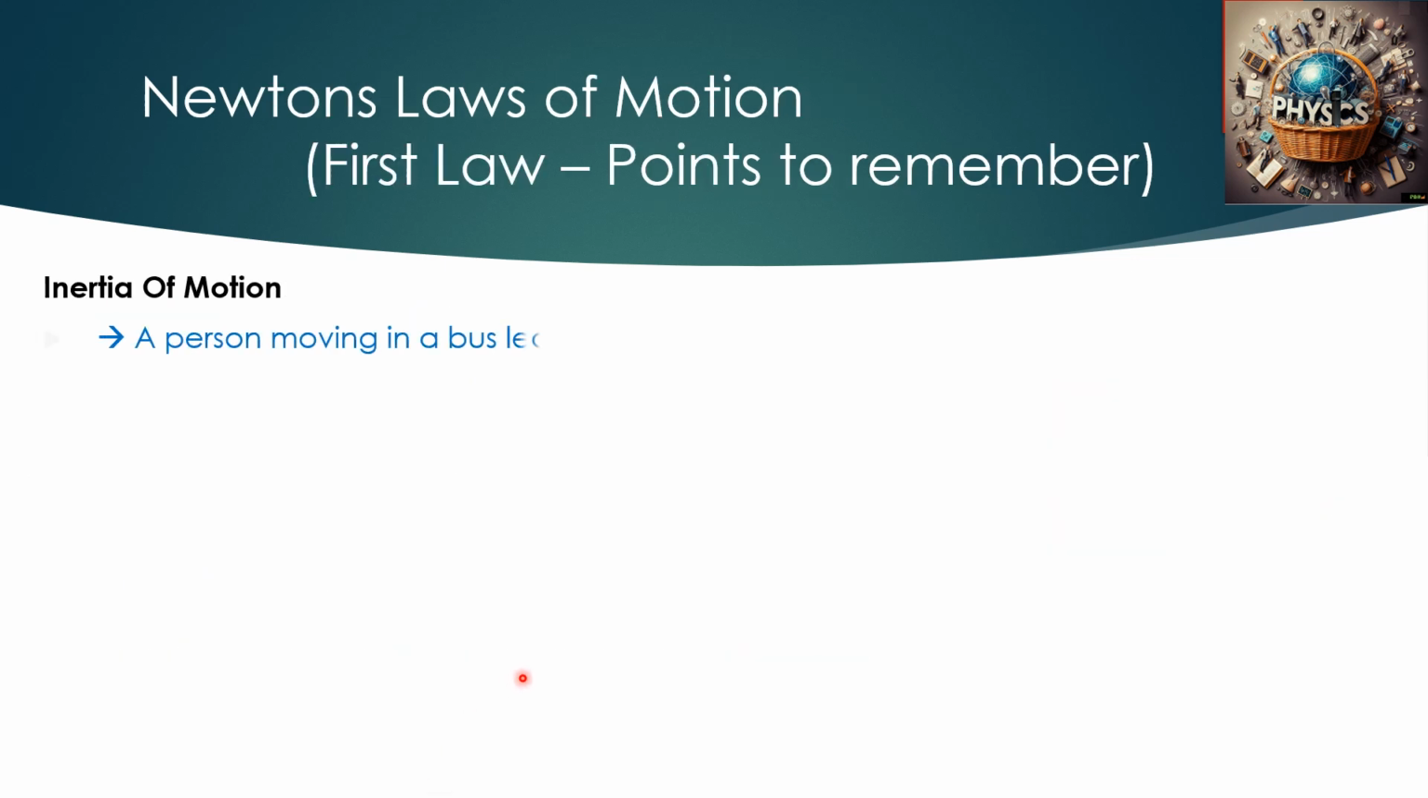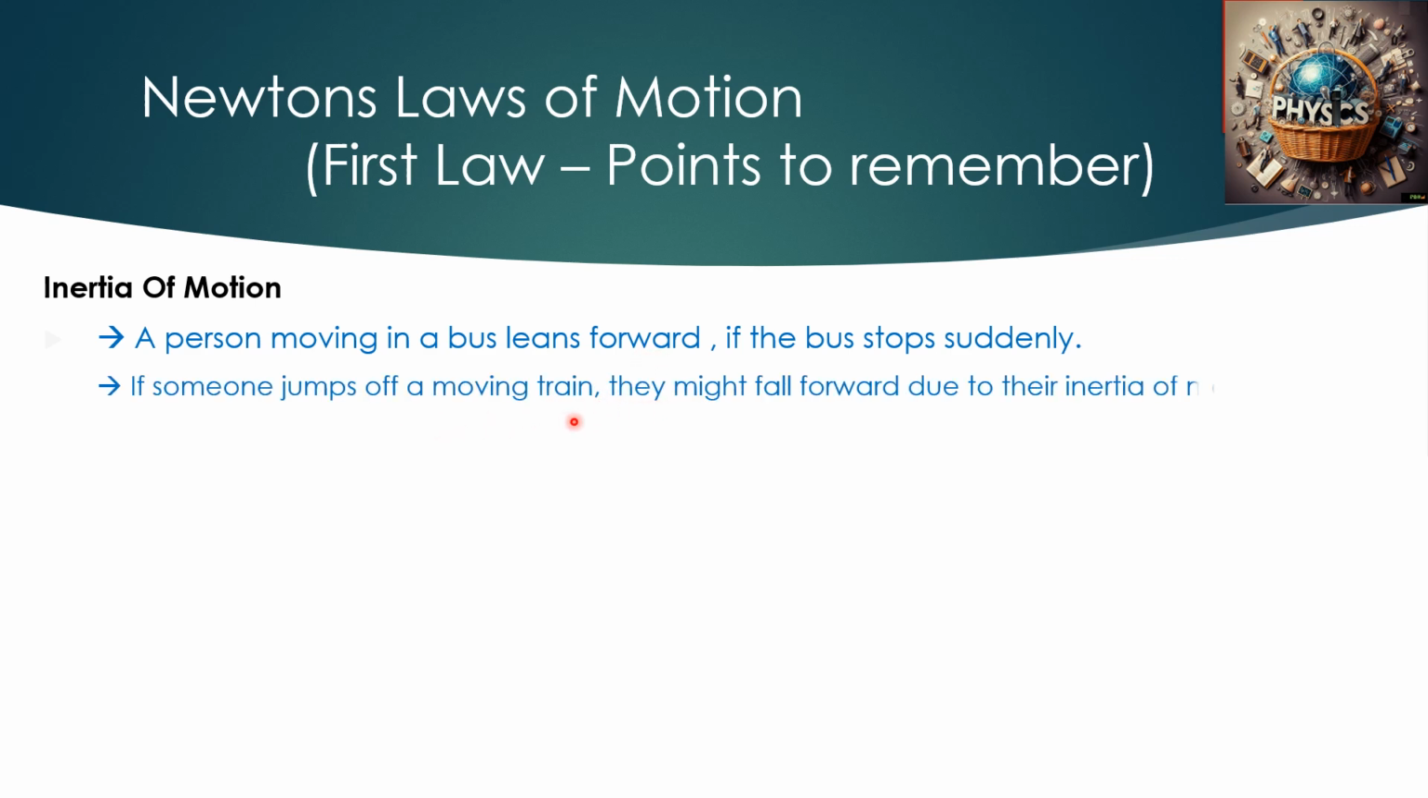So what we have learned so far: inertia of motion. Basically, some examples we can take. A person in a bus leans forward when the bus stops suddenly. Simply means that the person, being in the bus which is already moving, has acquired a property called inertia of motion, because of which when the bus stops suddenly, the person will lean forward. Same is the reason when somebody is jumping off, of course, something which we don't intend to do, but just for an example, from a train, then he might fall forward. That is because he has acquired a property called inertia of motion.